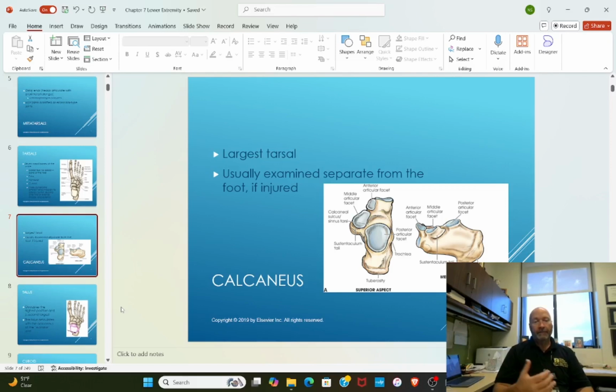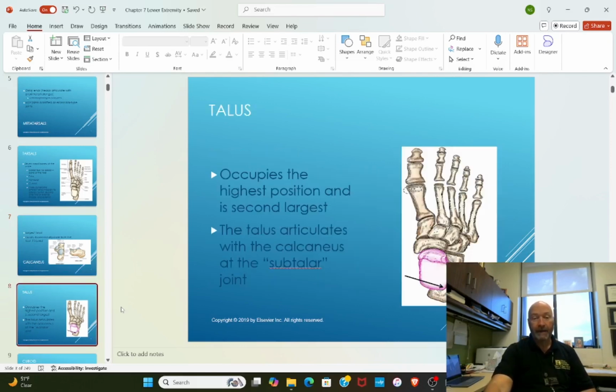If you view the very first lower extremity video, there are some pictures in there of X-rays, and I added some to this slideshow after that was recorded. So I'll give you a look at what a broken calcaneus looks like. They can be pretty nasty and very painful.